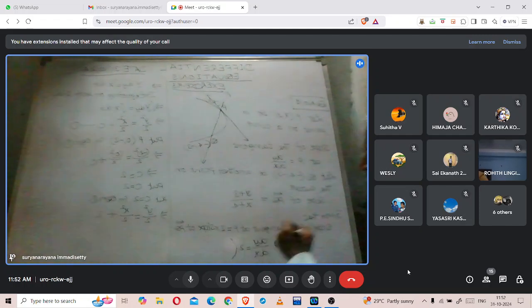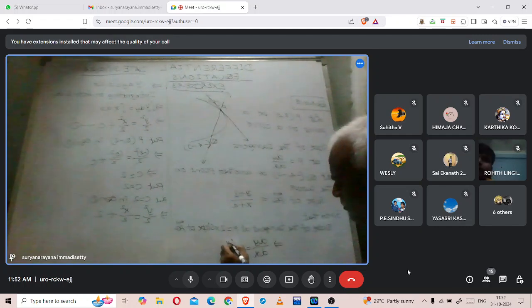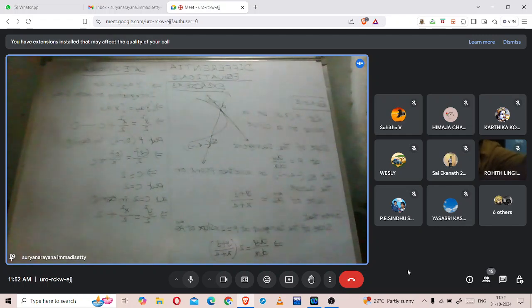What is the slope of PQ? Just we found here: (y plus 3) by (x plus 4). Multiply by 2. Here dy by dx is equal to (2y plus 6) by (x plus 4). Now you got a first order, first degree differential equation. Here we can separate the variables. Can you separate the variables and find the solution for this differential equation?